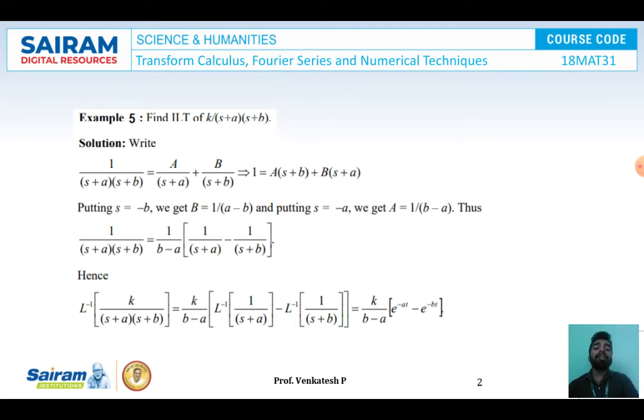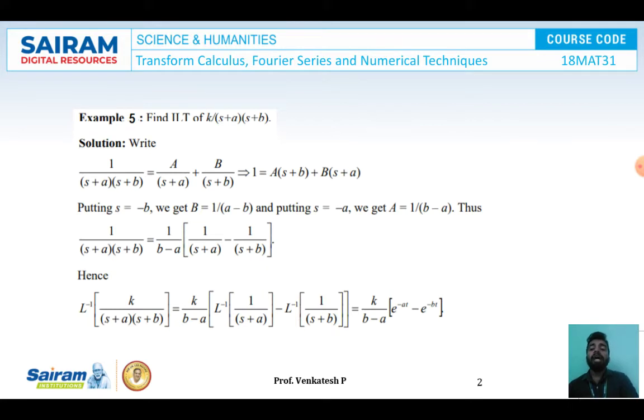Now these constants A and B I am going to replace in the above expression. So we got 1 by (s plus a) into (s plus b) is equal to 1 by (b minus a) into [1 by (s plus a) minus 1 by (s plus b)]. The constant I am taking as a common factor, 1 by (b minus a). So we got this expression.